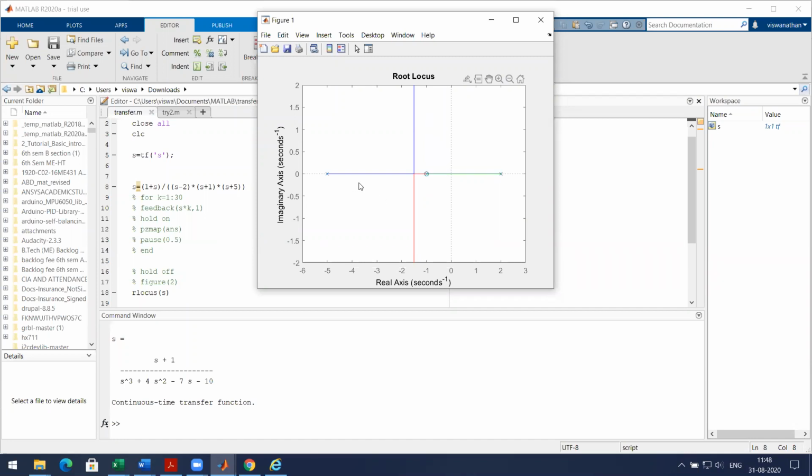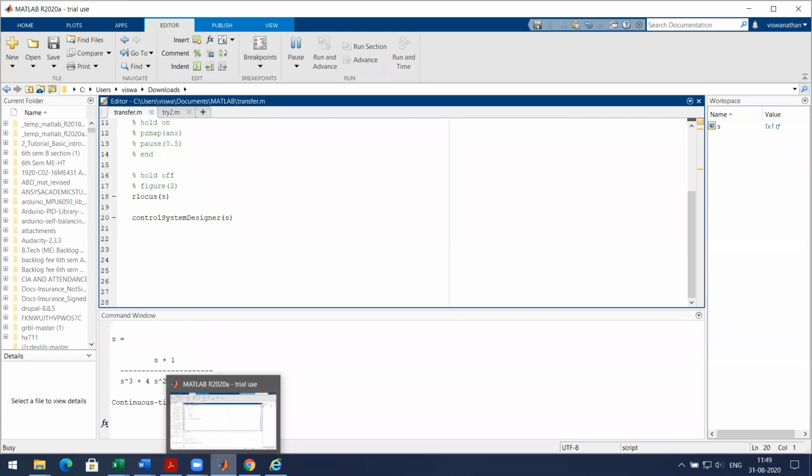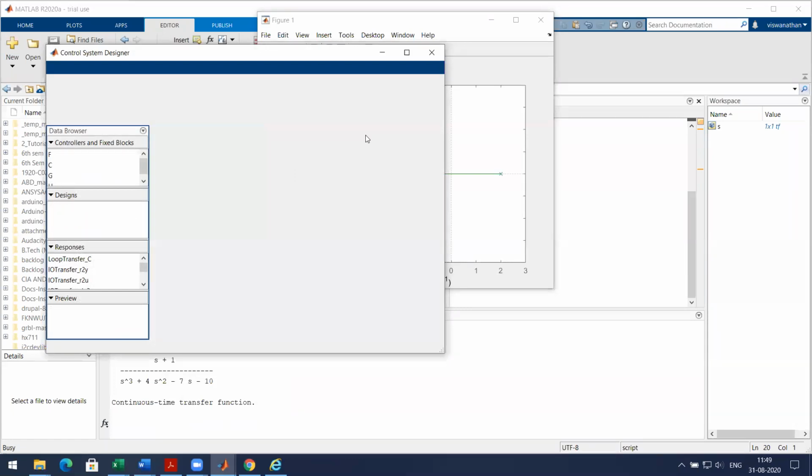Can this make the root locus stable? No, sir. Yes or no? No. Okay, we'll look at the control system designer for this. Just a second, it is taking some time.